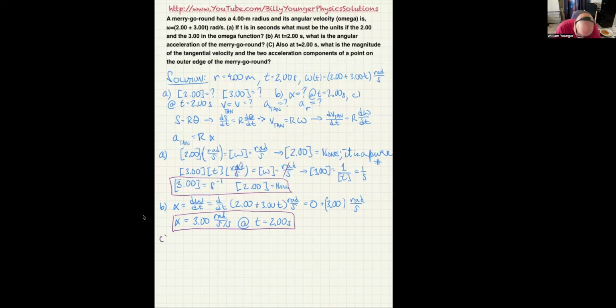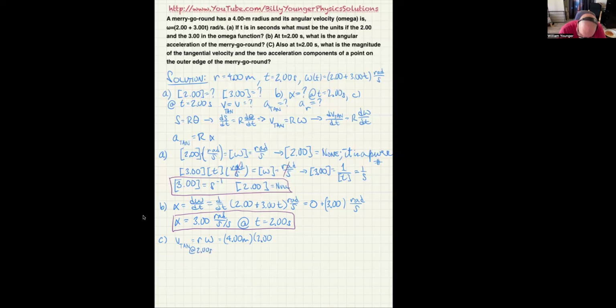Part C, we want to know again at 2 seconds what's the magnitude of the tangential velocity, and we also want to know what is the magnitude of the acceleration component. So what we're asked for in part C is, for starters, v tangent is equal to r times omega. Well, we know exactly what omega is, so V tan is going to be equal to 4.00 meters. That's because of the factor R that you see right there. And then the omega is 2.00. This is at 2.00 seconds.